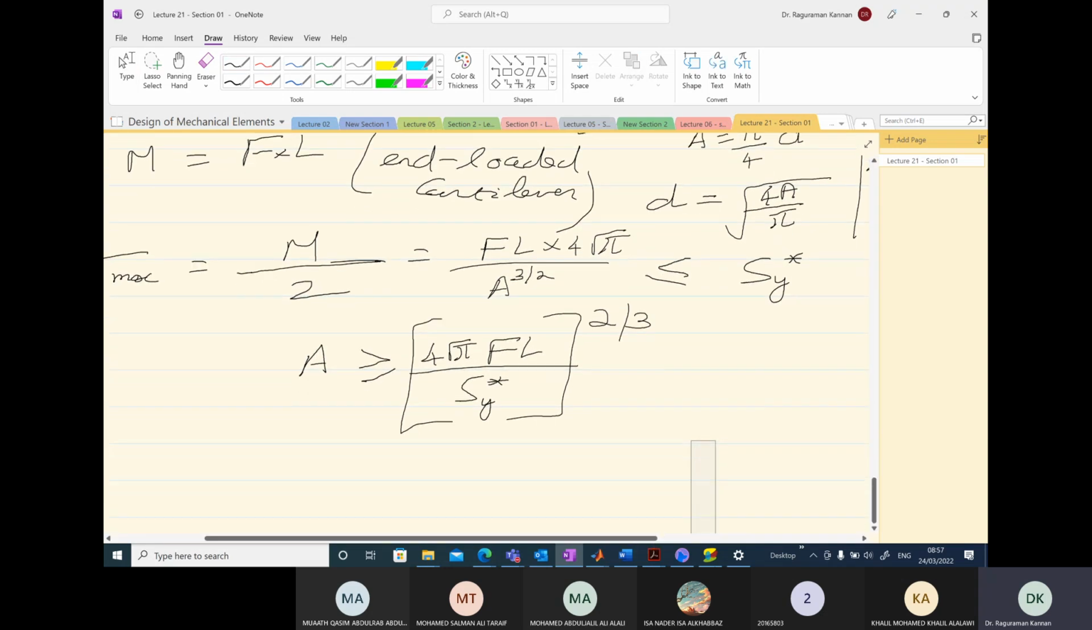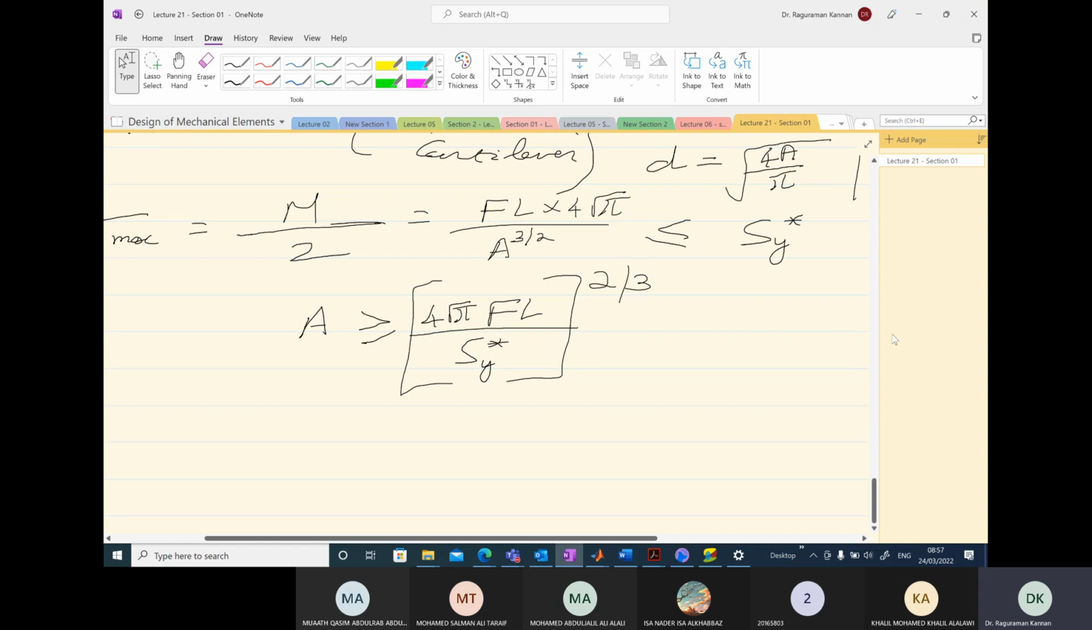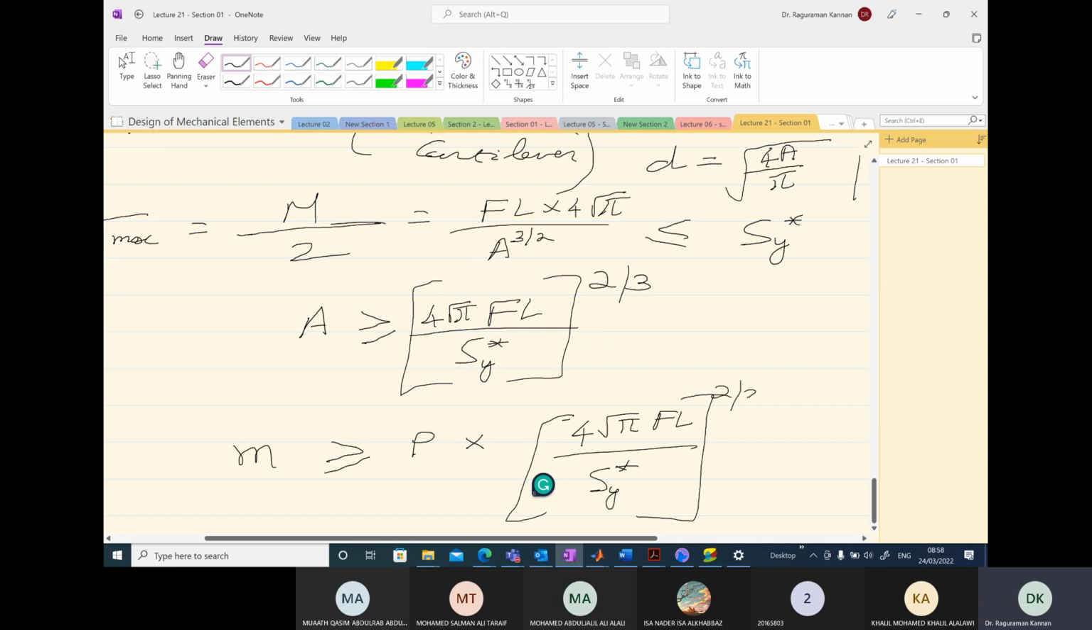Now I can rewrite the mass equation. M is equal to rho times area times length L. Since a should be greater than or equal to that, here also your mass becomes greater than or equal to 4 root pi FL over Sy star to the power 2 over 3, times rho times length L. We can group the terms together.